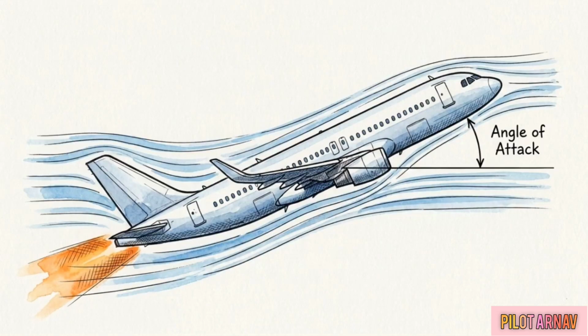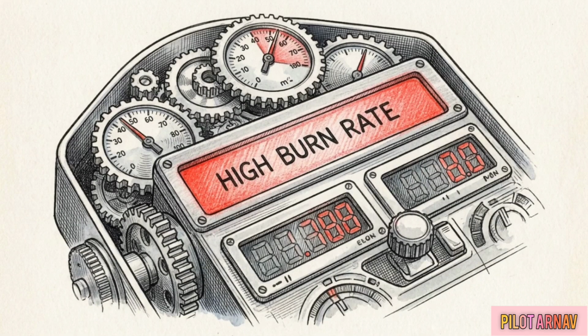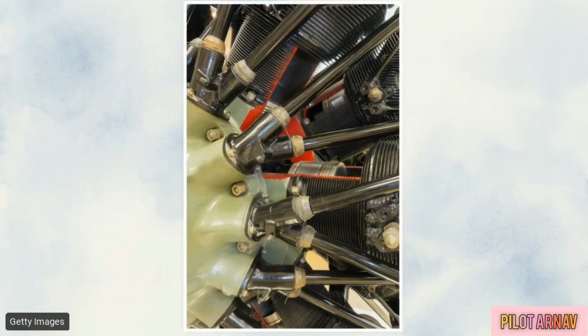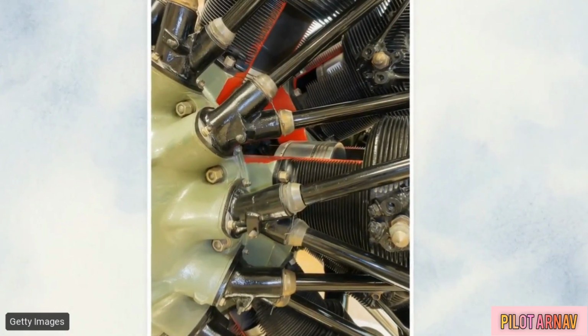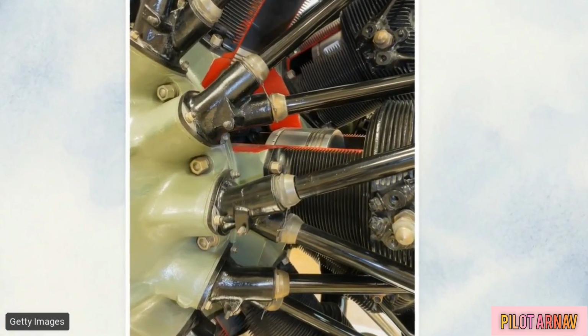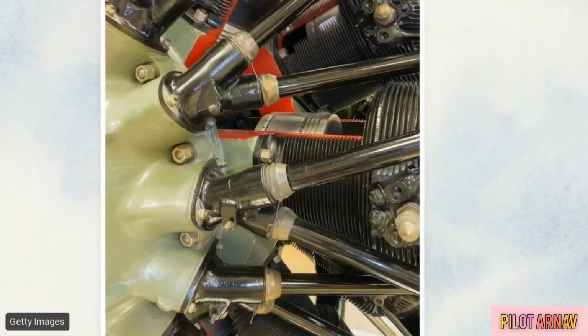To maintain altitude, a pilot must react by increasing the angle of attack and demanding higher engine power. This instantly triggers a spike in fuel consumption. The threat extends beyond the wing. Icing also chokes the aircraft's ability to generate thrust, starting with carburetor icing in piston engines.